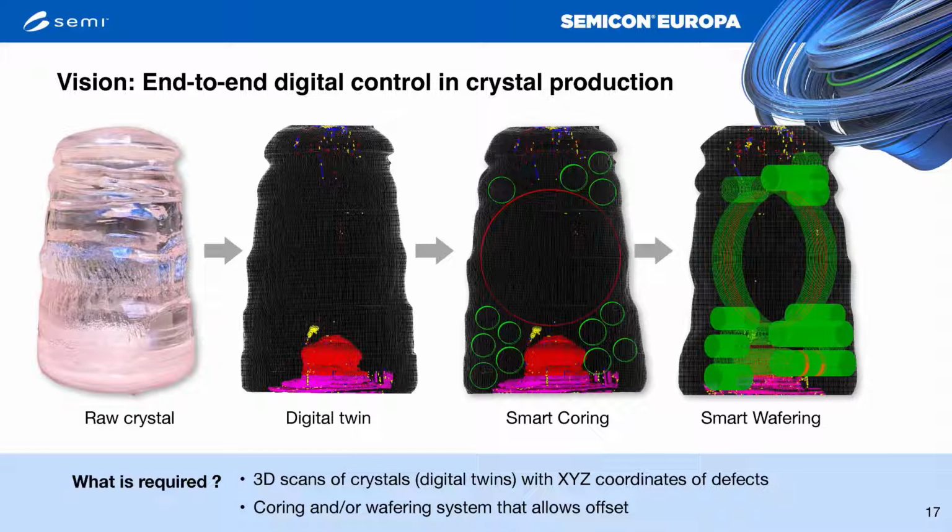The first essential prerequisite is to have a high-precision digital twin of the crystal, called a 3D scan, which includes XYZ coordinates of defects and its morphology. Once the twin is recorded, the optimization automatically goes through consecutive steps. First, smart coring, which produces optimal coordinates for core extraction, and then smart wafering, which calculates, for each core, its best offset in the wafering machine. The second essential requirement is the coring and wafering equipment must also allow to set up the offsets, while also being precise enough to implement them.